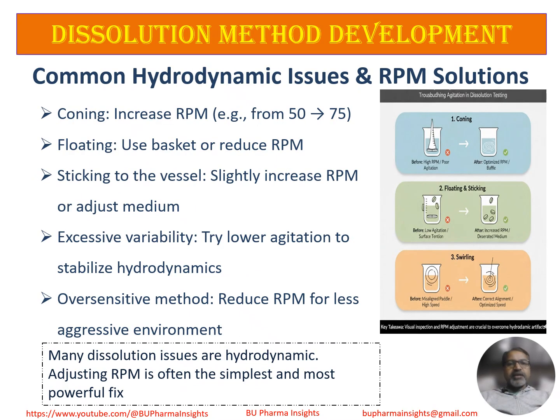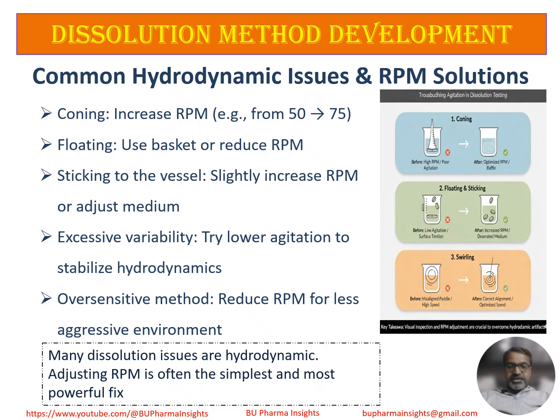I'll share a real world example without breaching confidentiality to show that many dissolution problems are actually hydrodynamic. In practice, adjusting RPM is often the simplest and most powerful fix. Common examples: coning, increase RPM, for example 50 to 75; floating, switch to basket or reduce RPM; sticking to the vessel, slightly increase RPM or adjust the medium.